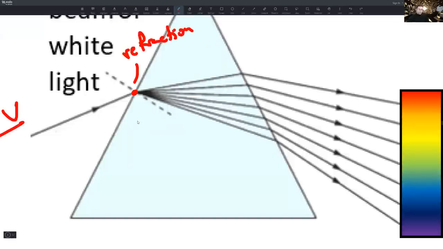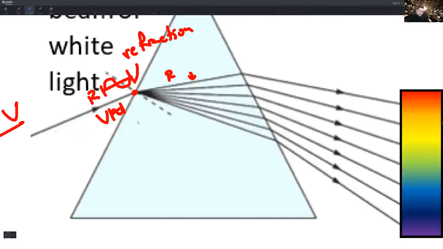Because remember, this is still light traveling from air to glass. It's still refraction. But since every single color, and let's take just red and violet, because these are the extremes, every single color has a different frequency with different wavelength. Each color has a different change in speed. Red has a very large wavelength. Violet has a very short wavelength. So when red goes into glass and it slows down, it doesn't slow down very much. So it bends closer to the normal, but not much, just a little bit.